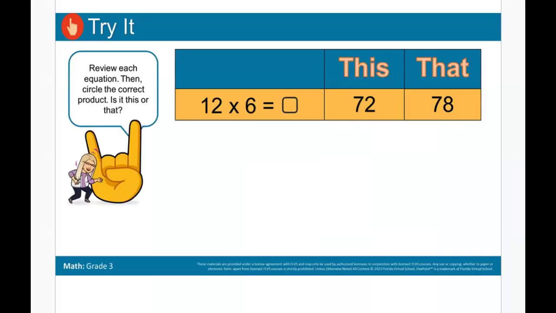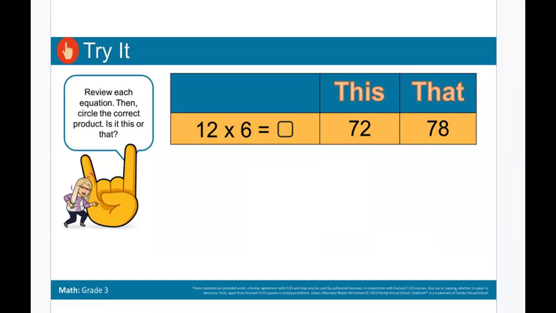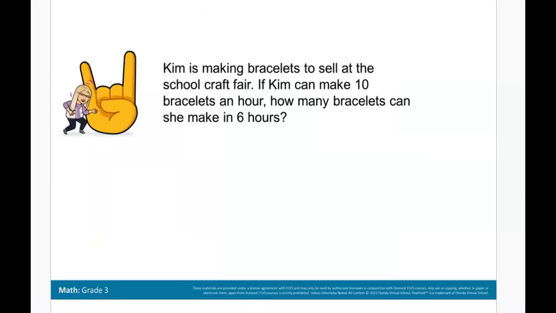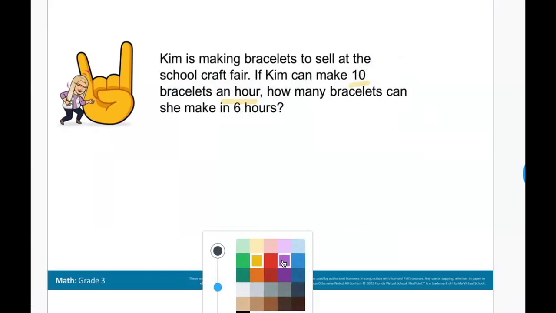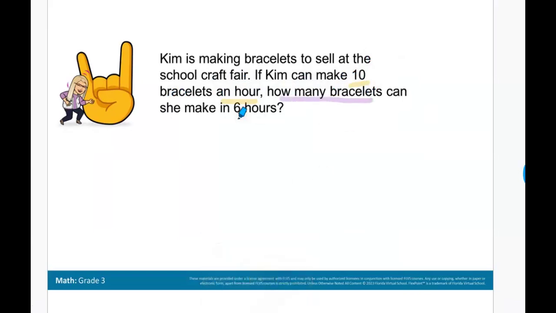All right, final one from my third graders. Actually, why don't we do a story problem instead? Okay, so this says that Kim is making bracelets to sell at a school craft fair. If Kim can make 10 bracelets in an hour, I want to know how many can she make in 6 hours?